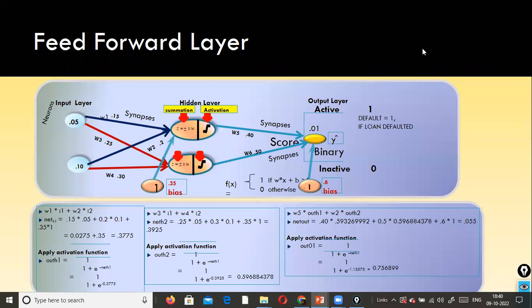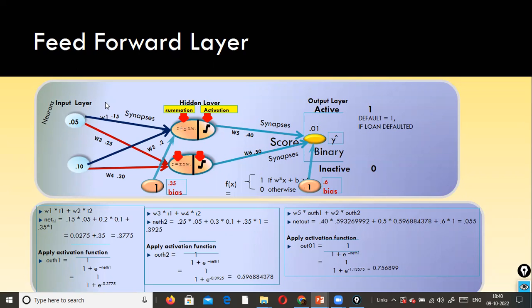Okay, now let's take a look at how the computations are happening behind the scenes. What you are seeing here is 0.15, 0.25, 0.30, 0.2. These are all the weights. These weights are randomly assigned to each synapse. What is a synapse? The connecting line between the input layer and the hidden layer. So every neuron is connected to every other neuron in the subsequent layer.